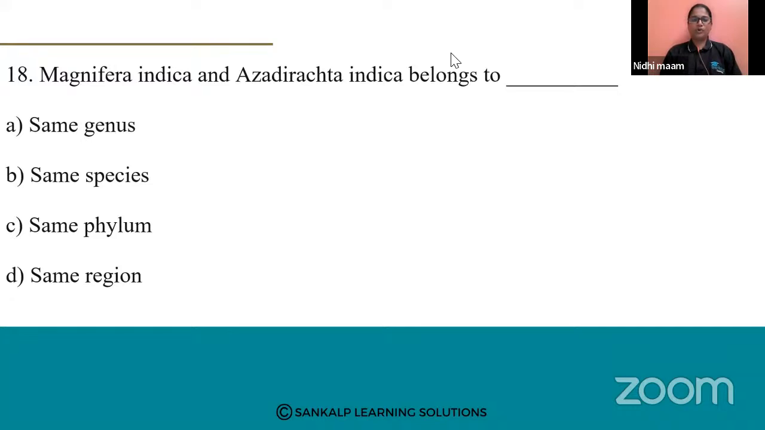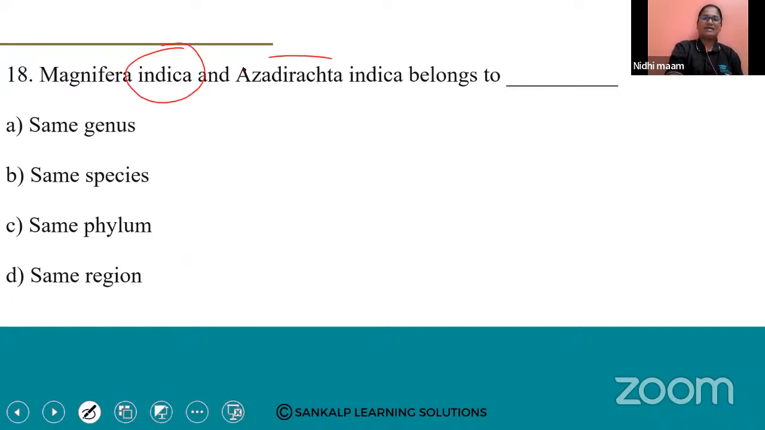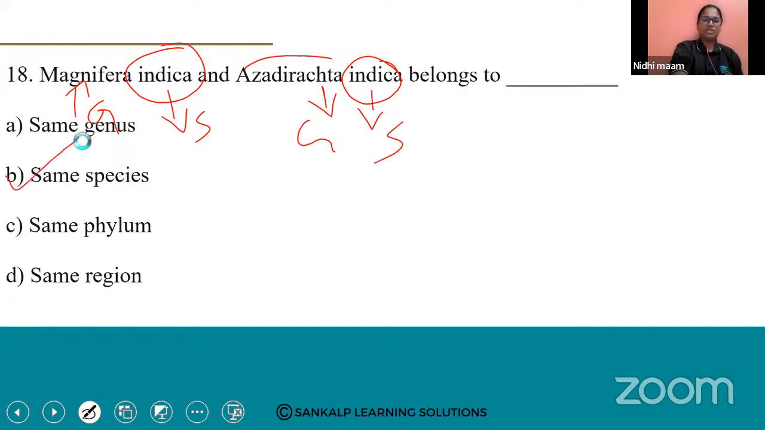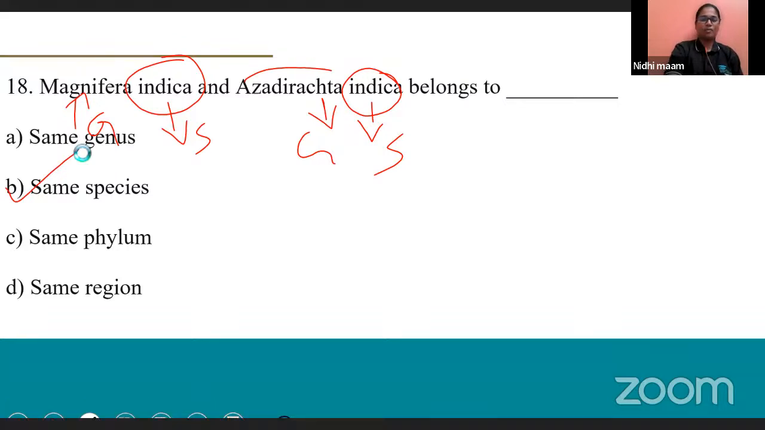So most of you voted for option B. Few of you voted for option C. So when you see the question here, Mangifera indica, Azadirachta indica. So this is a genus name. This is a species name. So the species names are the same. So they belong to the same species. Option B is the right answer.